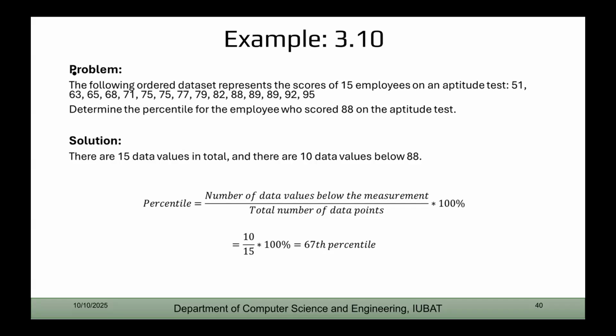Let's say you want to check, in our classes, how many percent are below a 3.25 CGPA. So you can ask the same kind of question. So here our question is: determine the percentile for the employee who scored 88 on the aptitude test. There are 15 data values in total, right? And there are 10 data values below 88.